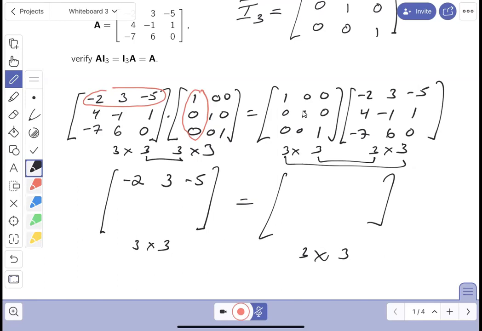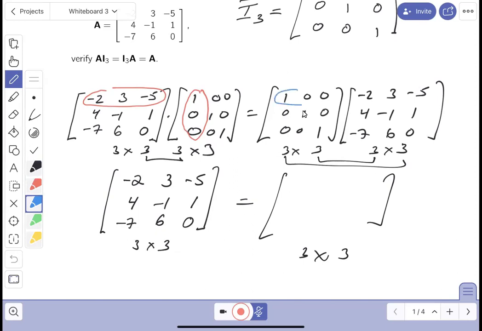All right. Now we're going to do row 2 times column 1, and that would be 4. Row 2 times column 2, that would be -1. Row 2 times column 3, and that would be 1. Row 3 times column 1, -7. Row 3 times column 2 is going to be 6. And row 3 times column 3 is going to be 0. All right, so we did that. Now what are we going to do? We're going to do the other side.